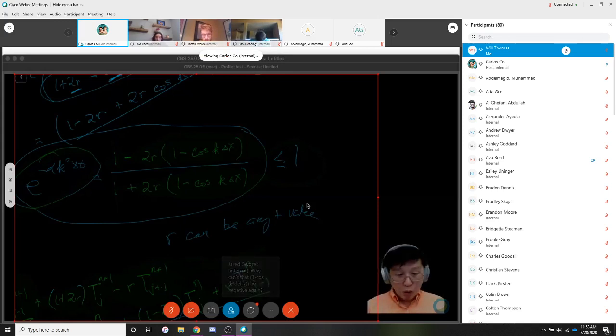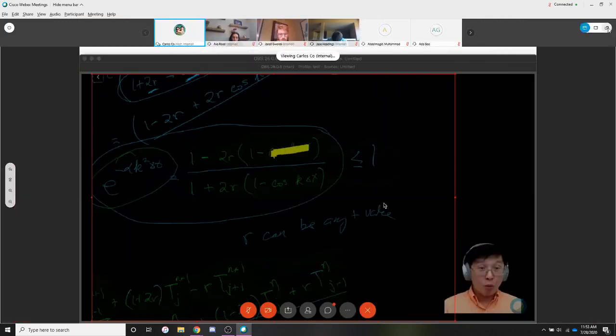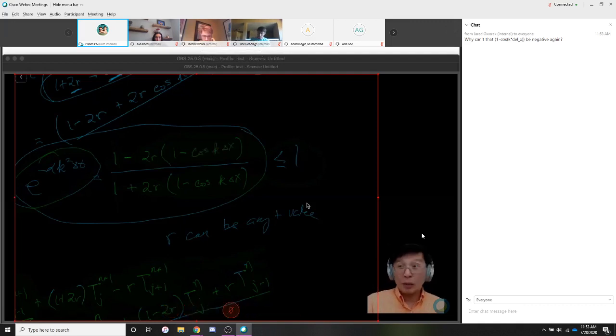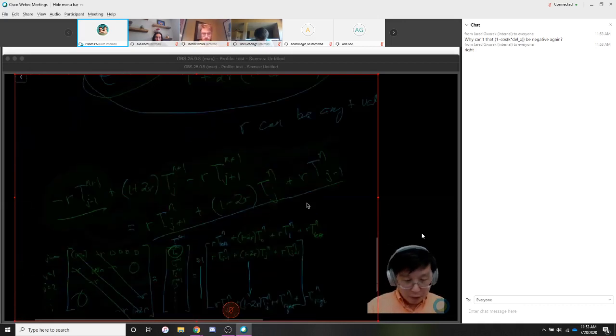Well, cosine goes only from -1 to 1, right? So 1 minus, so this thing can either be 1 or -1. So 1 minus something that can only be between -1 and 1 cannot go negative. The highest value of a cosine is 1, so at most it's 0. Okay. Yeah, so where do you go next?